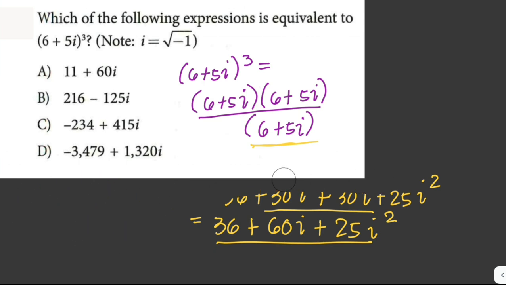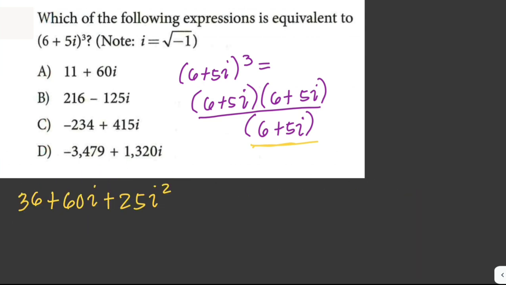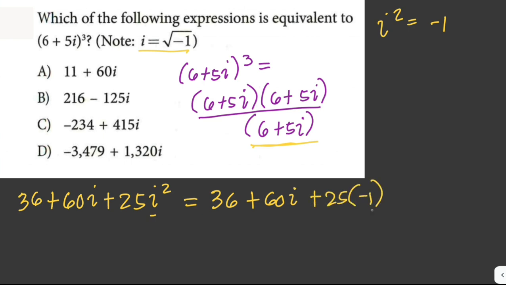Okay, let's do that. Oh, you take note that i² is just equal to -1, because i is equal to the square root of -1. So we can replace i² as -1. So we can write this as 36 plus 60i plus 25 times -1. So this is just 36 minus 25 plus 60i, which gives us 11 + 60i.